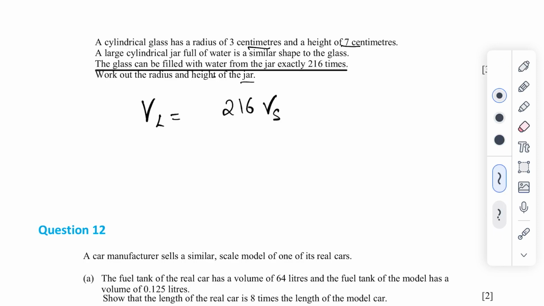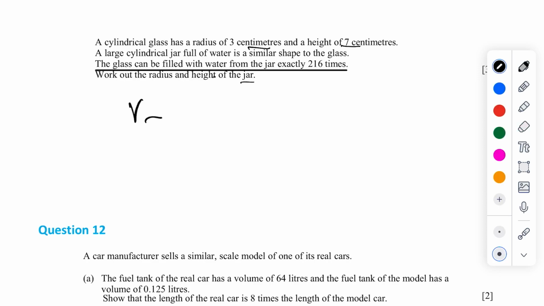What does that mean once again? Means, I take it out: volume of the jar J equals 216 times volume of the glass. 216 times the volume of the glass will fill the jar. So now, what is he asking?